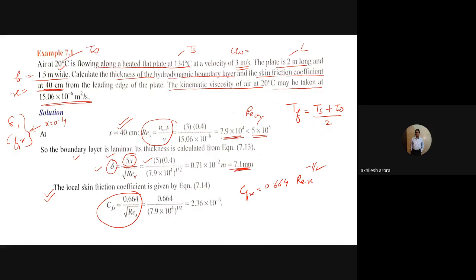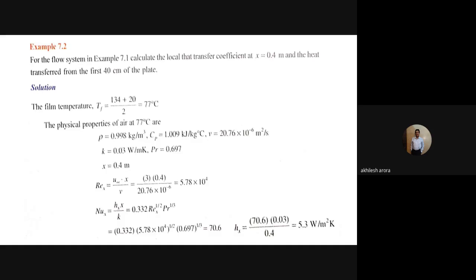So here Reynolds number is taken in the denominator. So this is the local skin friction coefficient. Quite easy, you can calculate it. Similarly here, they want the value of the local heat transfer coefficient at 0.4 and heat transfer from the first 40 centimeter of the plate. So from the first 40 centimeter of the plate, we also have to calculate the value of Q.